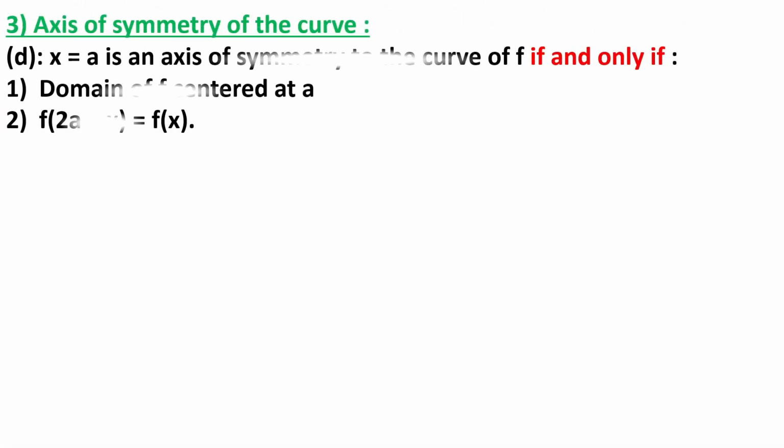Axis of symmetry. Consider the vertical line x equal a. To prove that x equal a is an axis of symmetry of the curve of f, we need to prove two things: the domain of f is centered at a, and f of 2a minus x is equal to f of x for all x belonging to the domain.